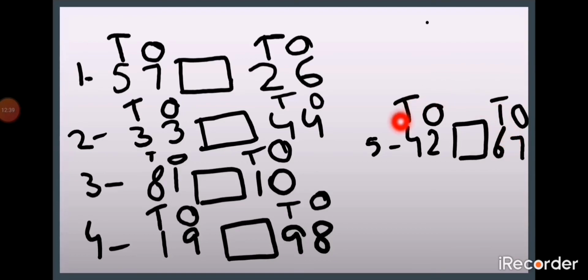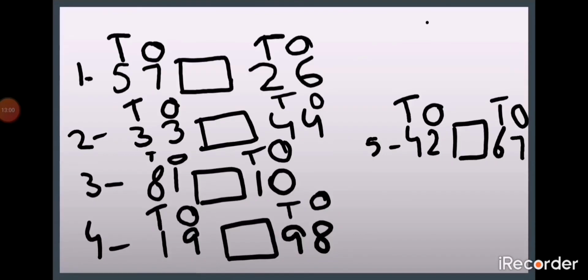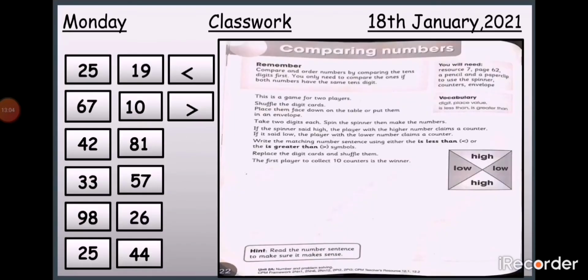Now compare them. Is 42 greater or smaller than 67, or 67 greater or smaller than 42? And then put the signs greater than and smaller than. And do you remember, the greater than sign means the open side is towards the greater one and the pointed side is always towards the smaller number. So do your task very carefully and very neatly.